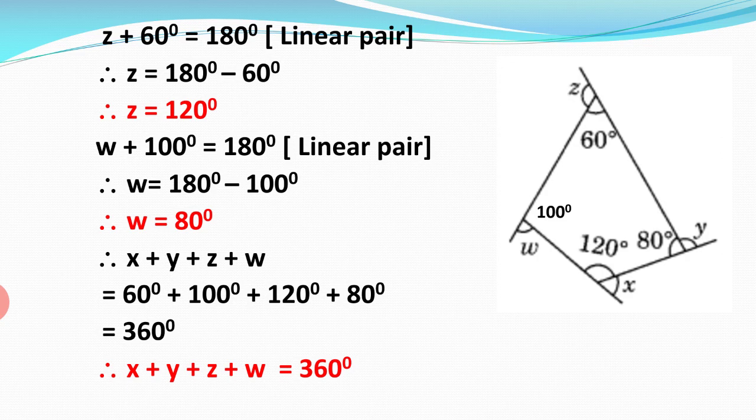So this is an important property which we are going to study in the next video. Which is that property? The sum of all exterior angles of a polygon, not only a triangle, not only a quadrilateral. You can verify this property with a pentagon also. So it is always 360 degree.